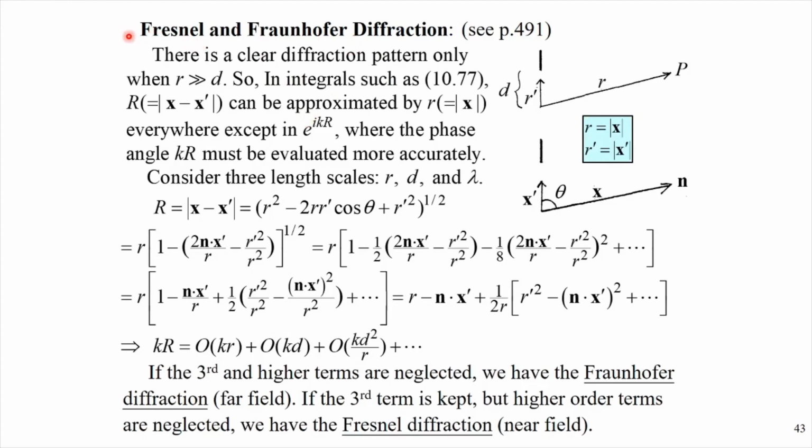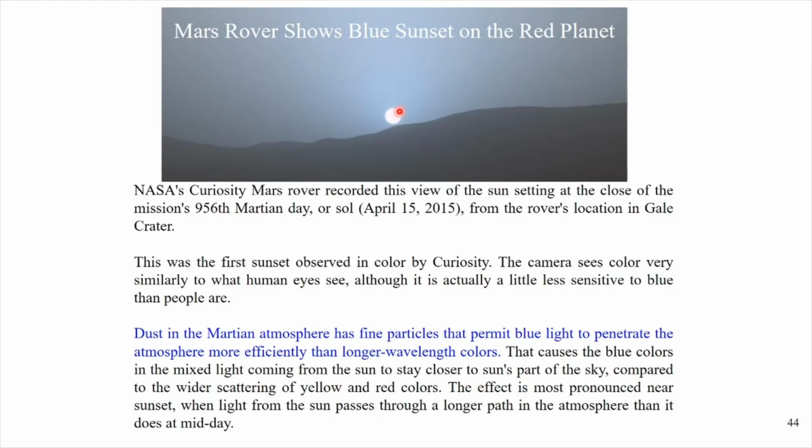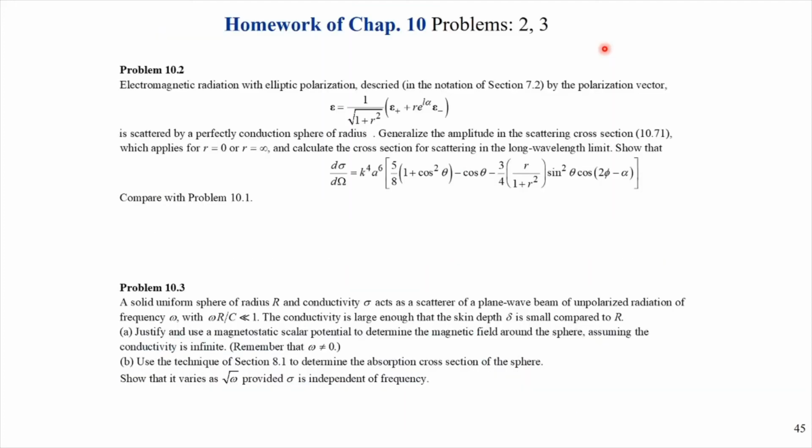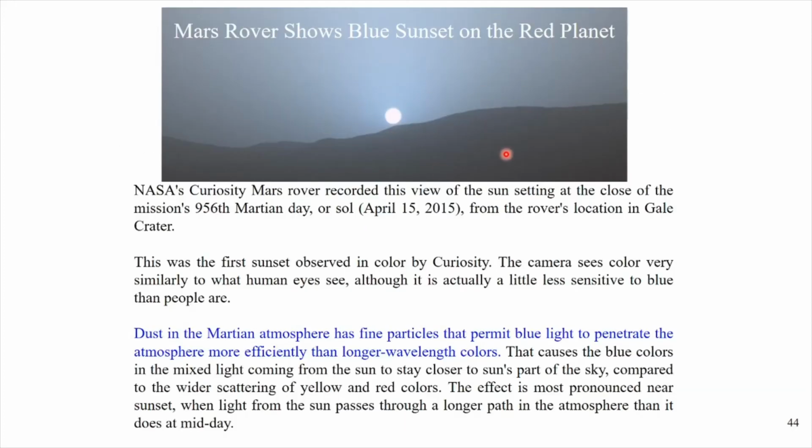And we will talk about Fresnel and Fraunhofer diffractions, two extreme, famous diffractions. And eventually I will tell you that on Mars it's a completely different story. The sunset is a blue sunset, on the red planet. Next time I will finish chapter 10.